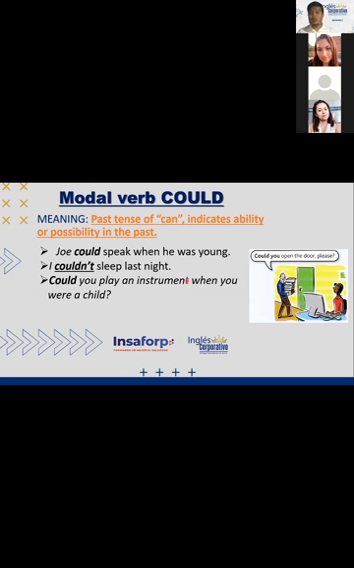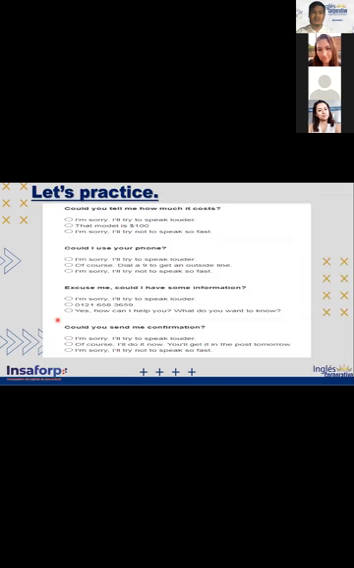Perfect. So here, we finished with the grammar part, guys. Now we're going to the practice. So is there any question before we go? Oh, I was forgetting this part. But let me see, could also means possibility for the future. No, we already know that. So, never mind.